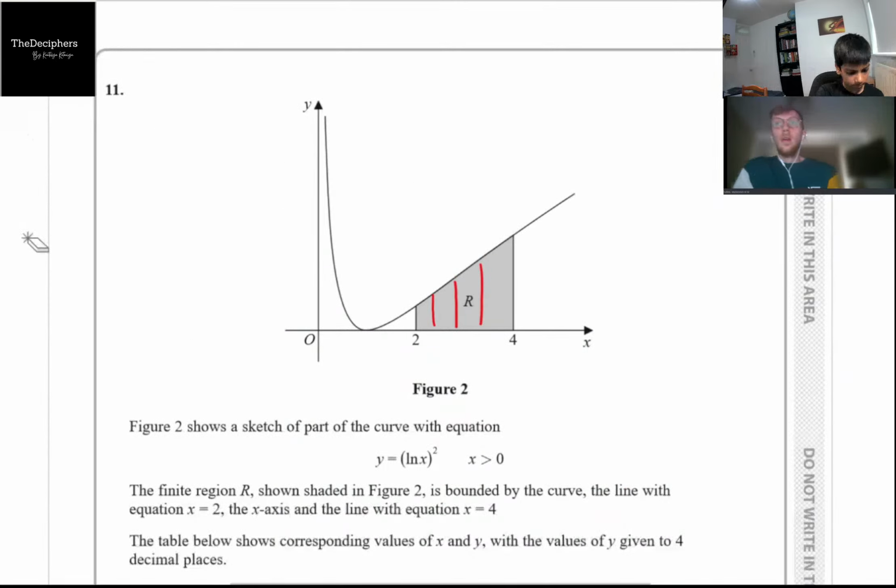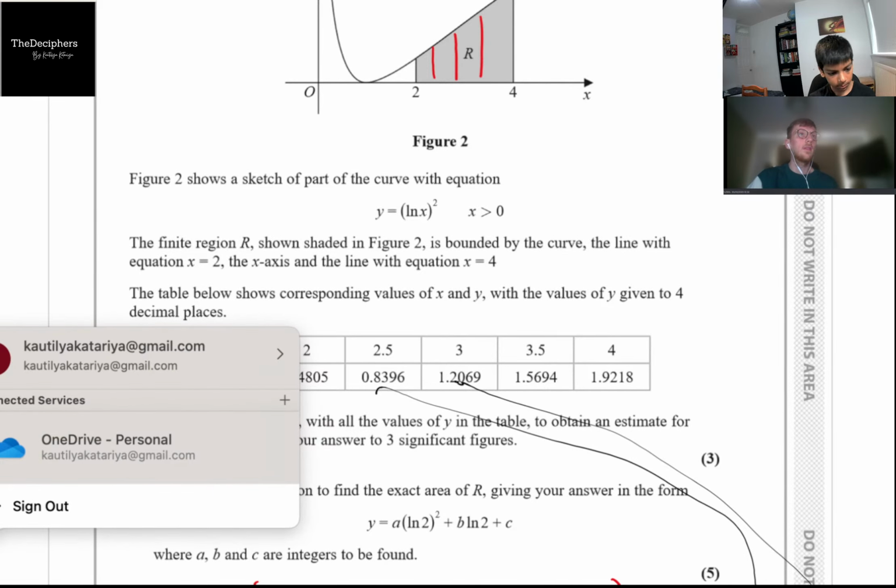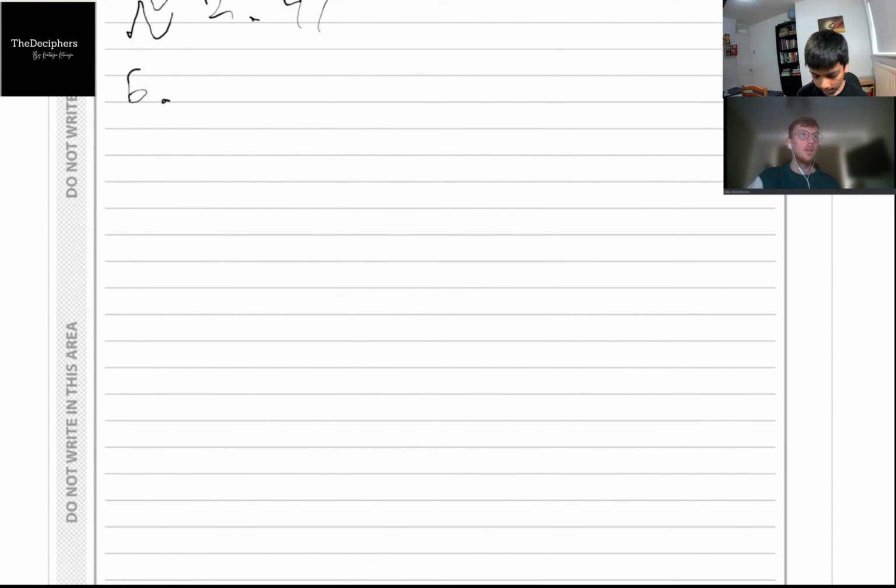Part B. Use algebraic integration to find the exact area of R. So remember, the trapezium rule just gives an approximation. Use algebraic integration to find the exact area of R, giving your answer in the form y equals a (ln 2) squared plus b ln 2 plus c. I don't know why it says that, there's got to be an error in the question for the area to be given in the form y equals. Yeah. It's not going to be y equals, is it? Yeah. Where a, b and c are integers to be found. So tricky integration of (ln x) all squared.